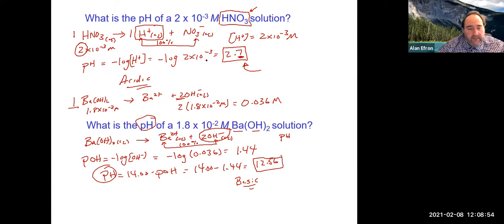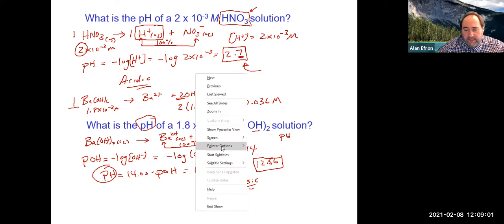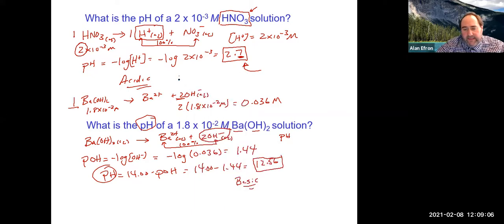One question was, where did the 14 come from? The 14 came from that relationship that we saw the other day as well, which is if you take the pH plus the pOH, it equals 14. So in this particular case, we had the pOH we calculated, so that allowed us to rearrange it to get to 14 minus the pOH in this particular case. Yeah. Other questions on that? Okay.